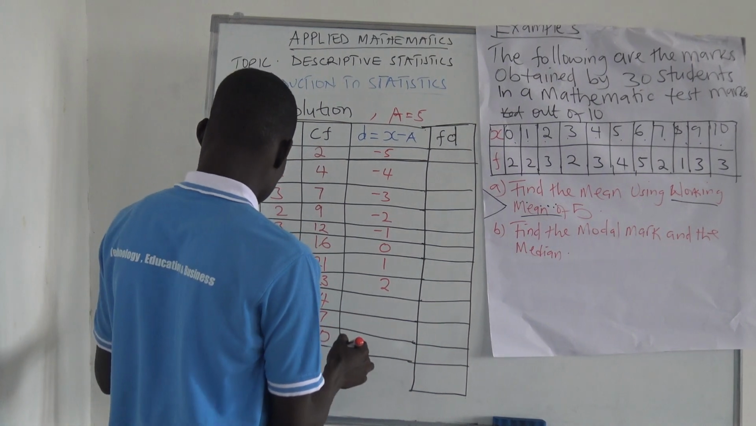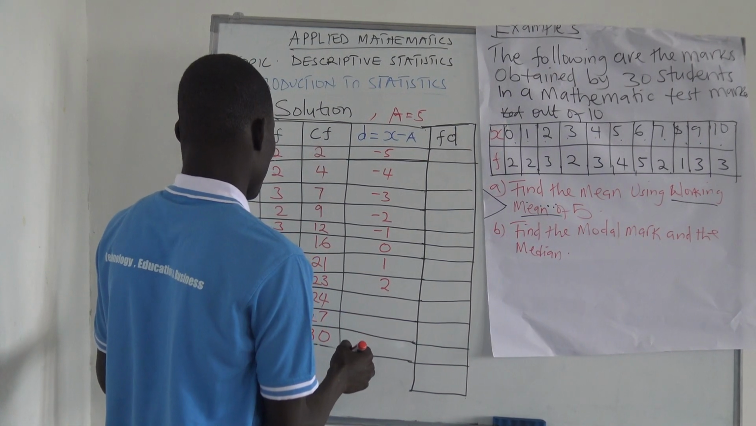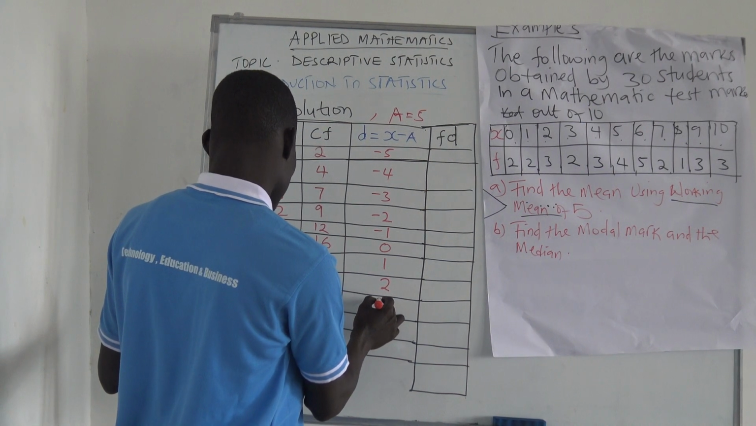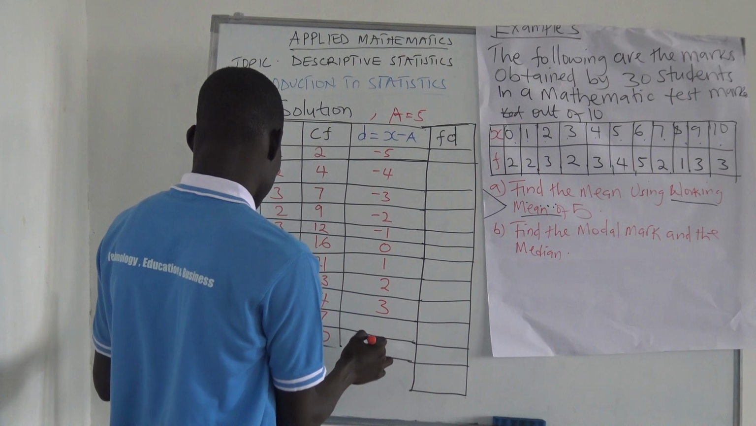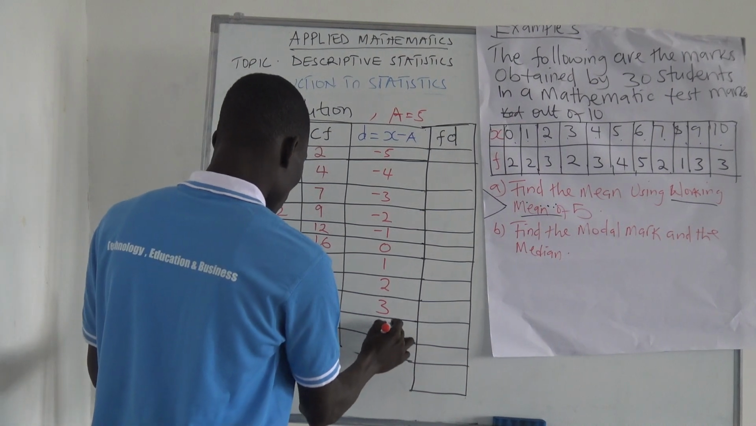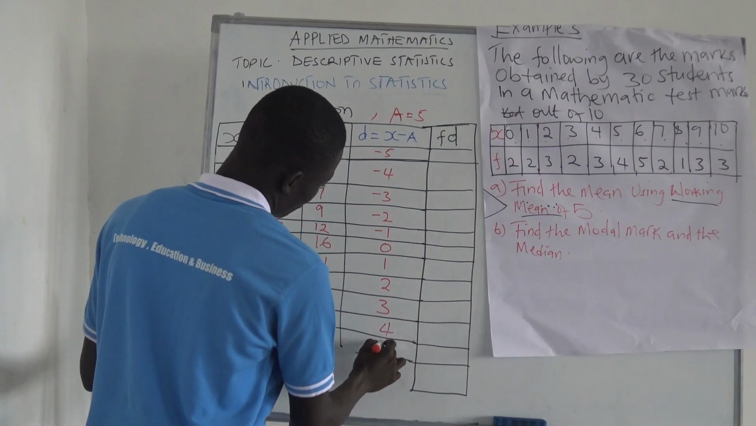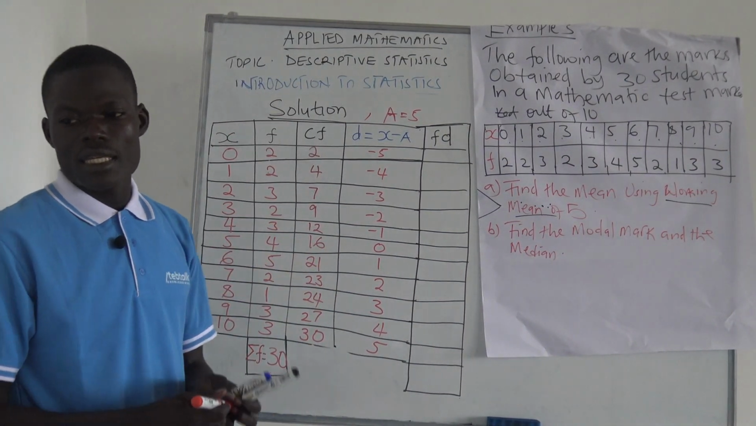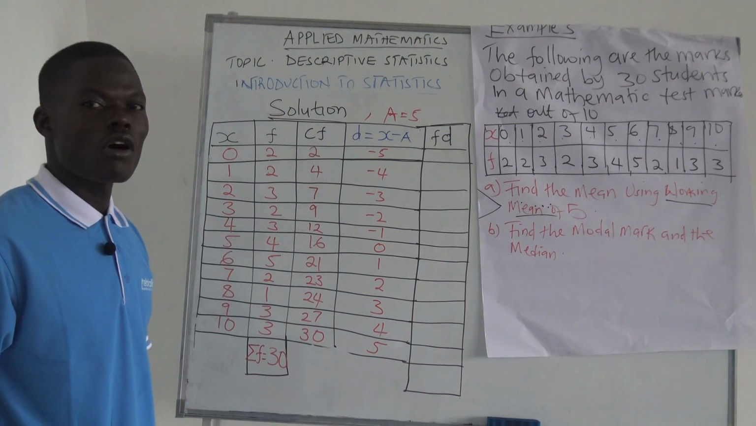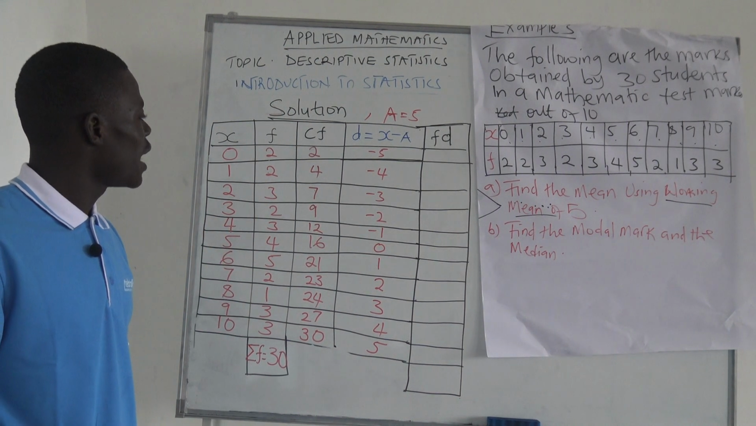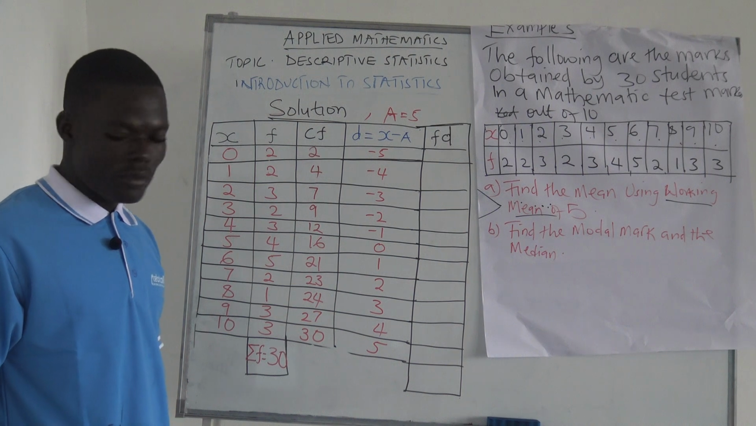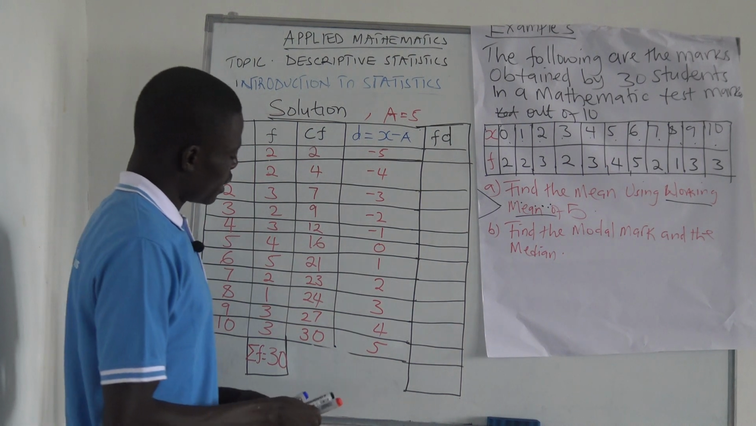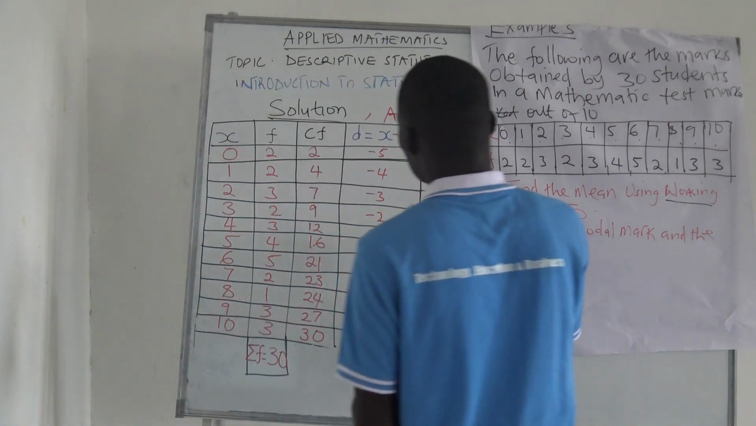8 minus 5, we get 3. 9 minus 5, we get 4. 10 minus 5, we get positive 5. That is D. So from D, we get what we are calling FD.